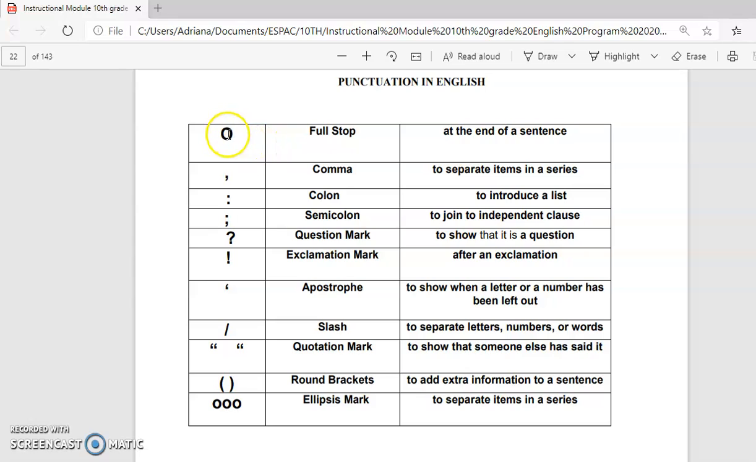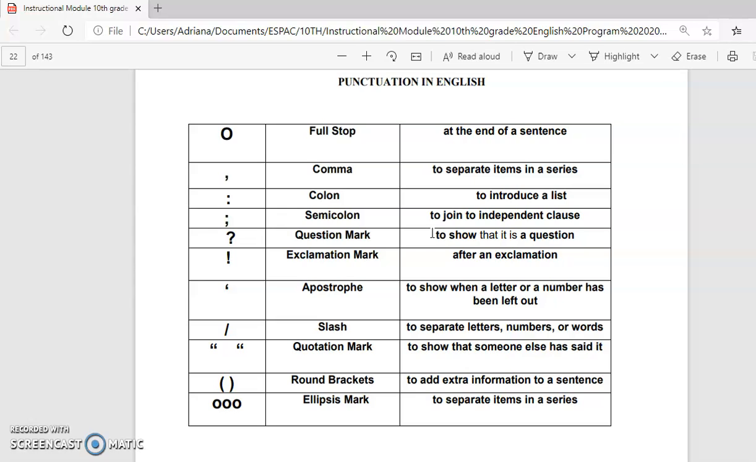So for example, you have the period, which is a full stop, and it is used at the end of a sentence. The comma is to separate items in a series. The colon is to introduce a list. Then you have the semicolon, which is to join two independent clauses. A question mark, right? When you're asking a question, you should always write a question mark.